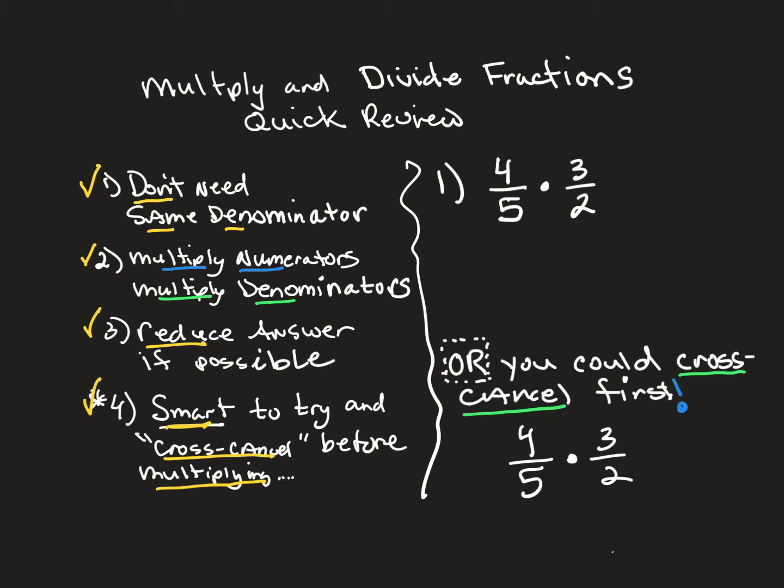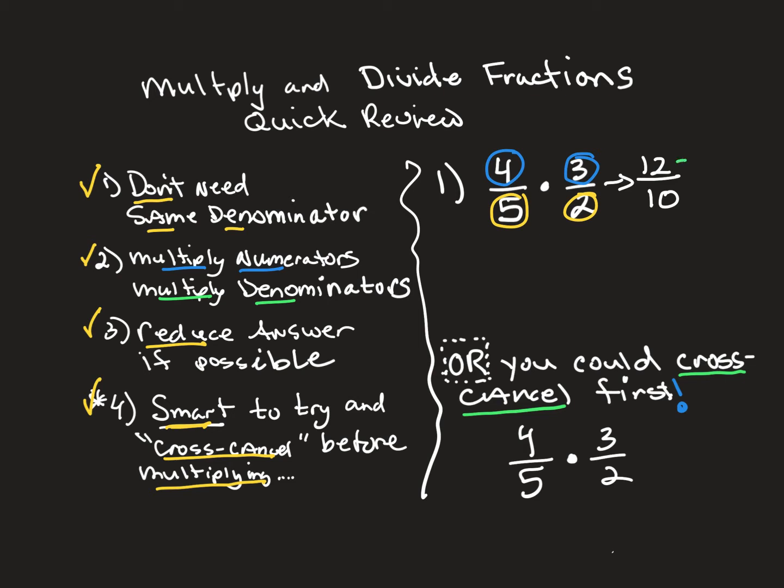So here we've got 4/5 times 3/2. So once again, you simply just multiply the numerators together and multiply the denominators together and then see if it can be reduced. So 4 times 3 is 12 and 5 times 2 is 10. So that is an improper fraction, and it's okay to leave your answer as an improper fraction. However, if it's reducible, you must reduce.